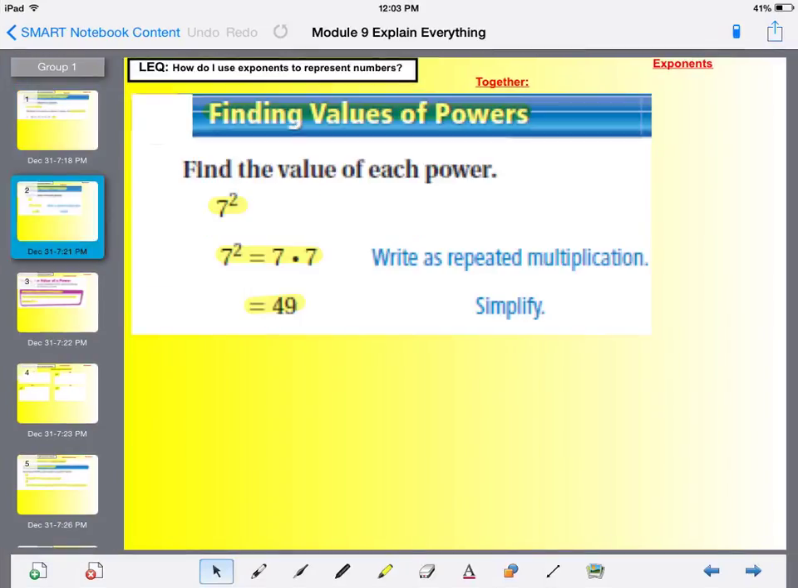In this slide, we are asked to find the value of each power. And so if we have 7 squared, or 7 to the second power, that means we're going to take 7 and multiply it by 7, giving us 49.